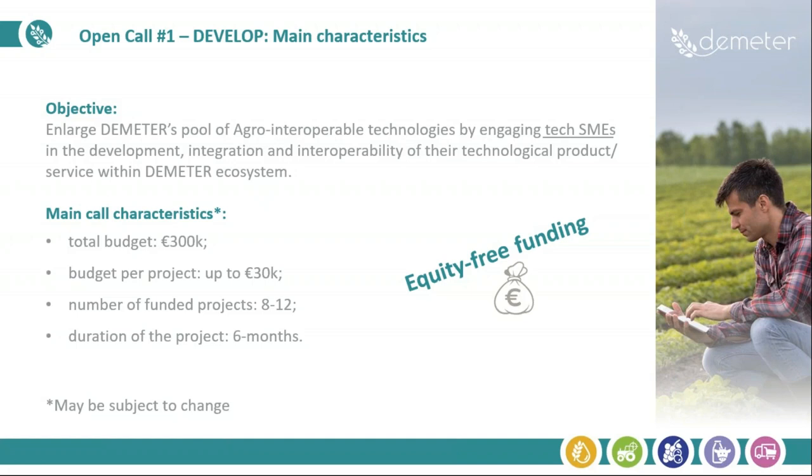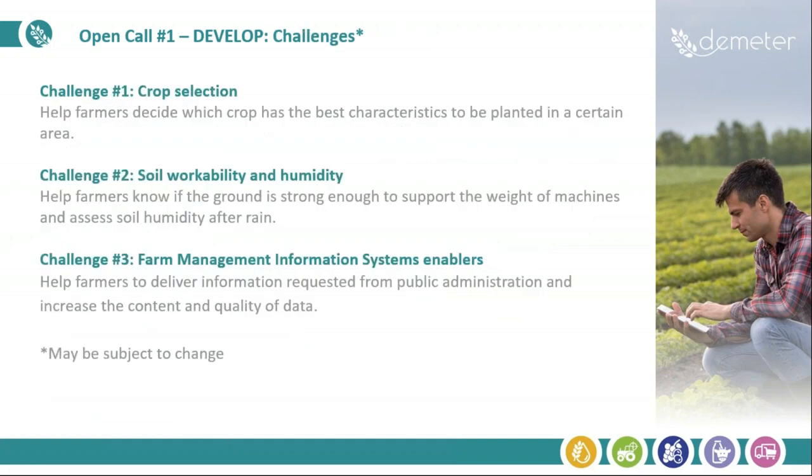Please be aware that this could still be subject to change, but this is the information that we have defined now to share with you at this moment. We have selected six challenges that we want the SMEs to help us with. The first one is crop selection. We want to help farmers to decide which crop has the best characteristics to be planted in a certain area.